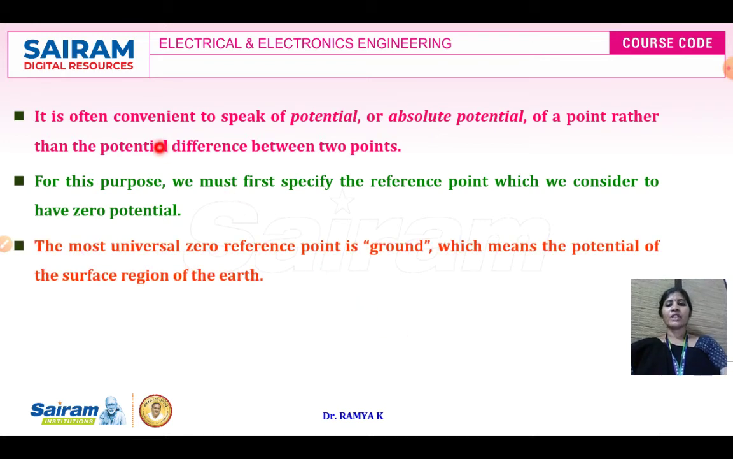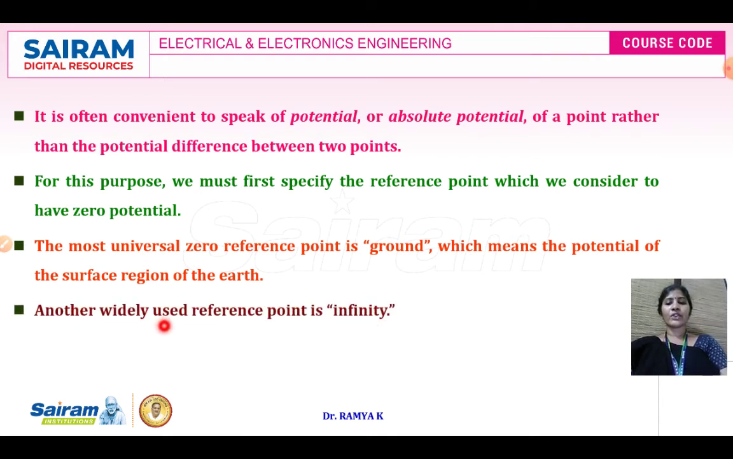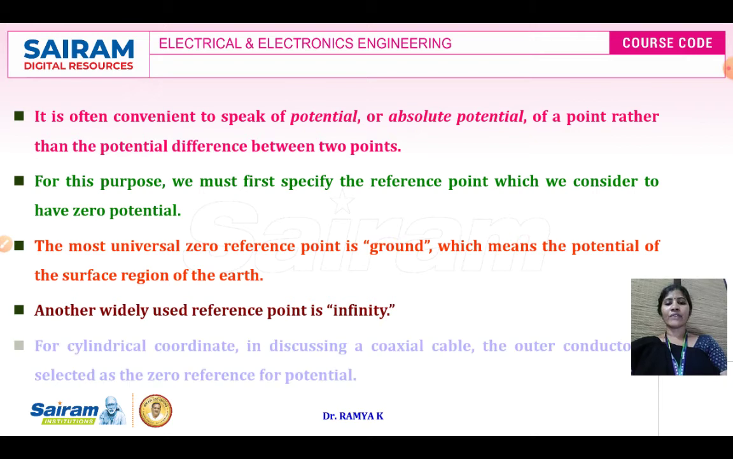So it is often convenient to speak about the potential, or absolute potential, of a point rather than the potential difference between the 2 points. The most universal zero reference point is ground, which means the potential of the surface region is at the earth potential. And we can also widely use infinity as the reference point.